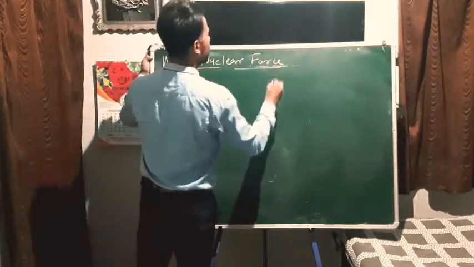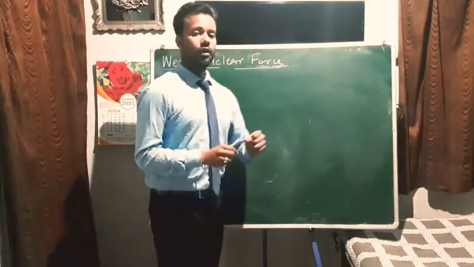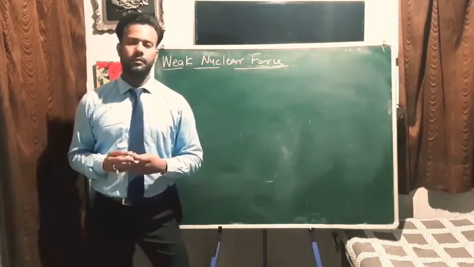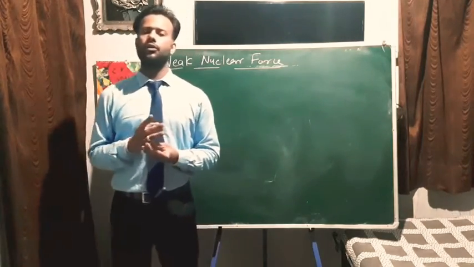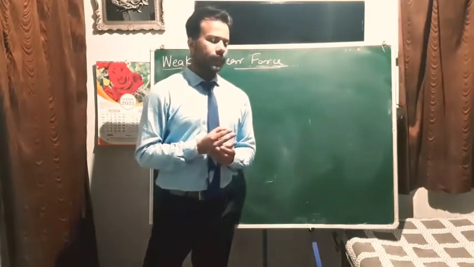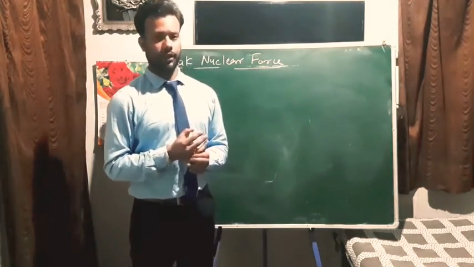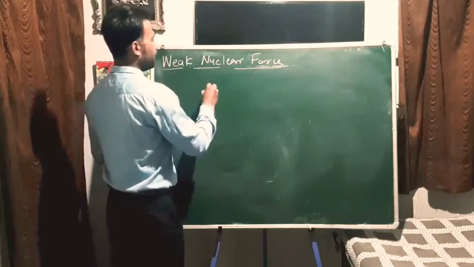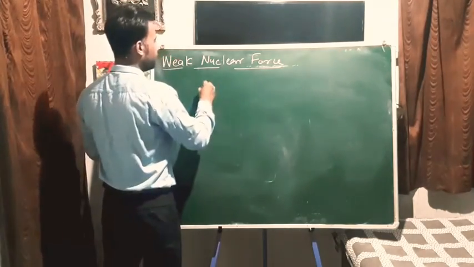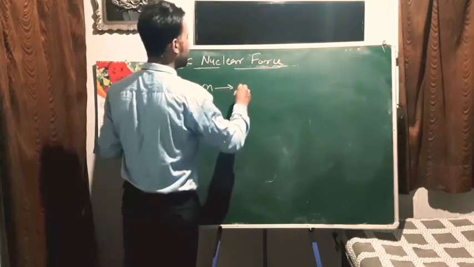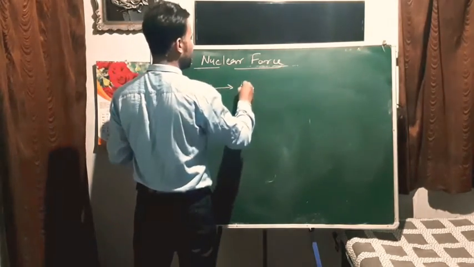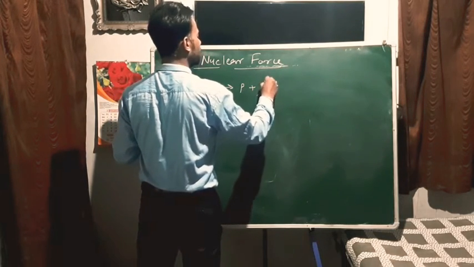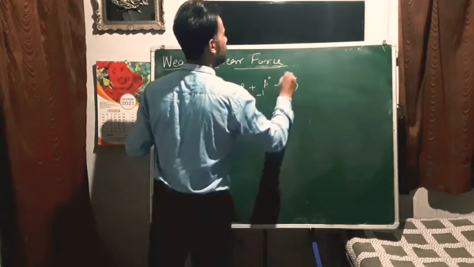So now we have the weak nuclear force. If you remember, I gave you one equation when we were doing the conservation law of linear momentum. In that law, I told you that in the case of beta emission, one neutron breaks into one proton plus one beta particle along with an anti-neutrino.